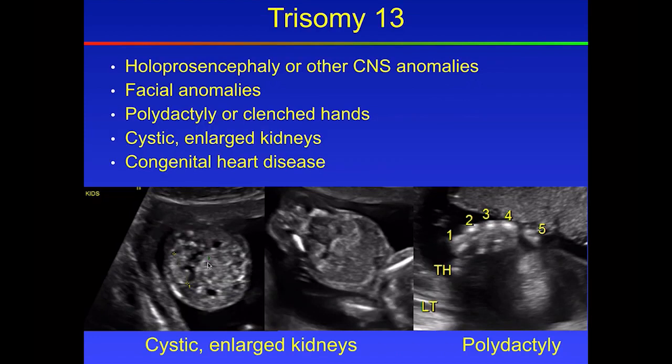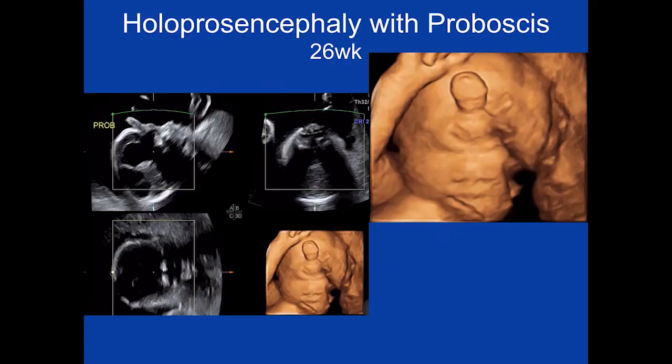Not only do those abnormalities go with trisomy 13, but I already mentioned that you can have these cystic kidneys that can look large and echogenic like there or like here. Sometimes you'll see the cysts, sometimes you won't. Here's the polydactyly with the thumb and 5 digits. And they can also have congenital heart disease like most chromosomal abnormalities.